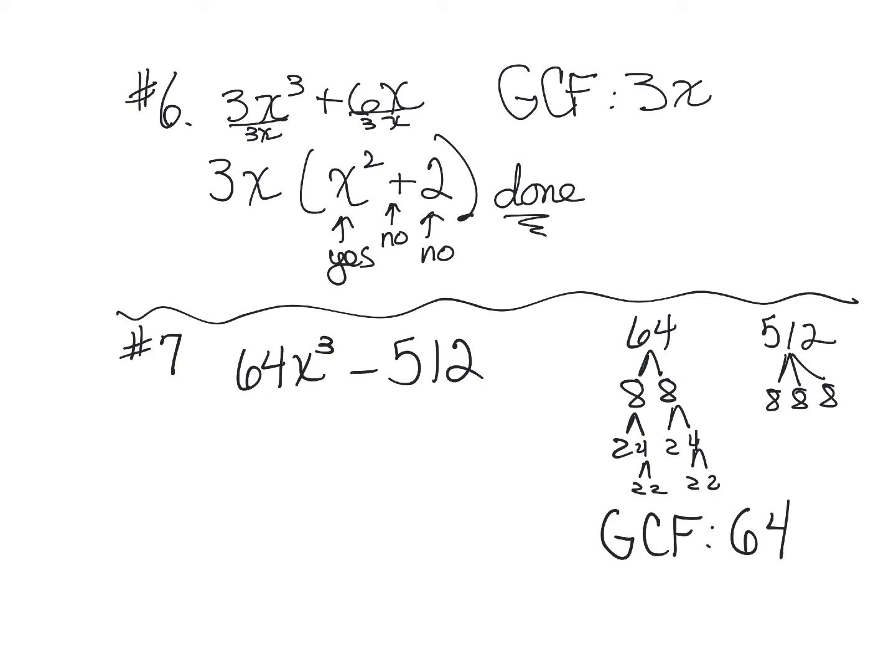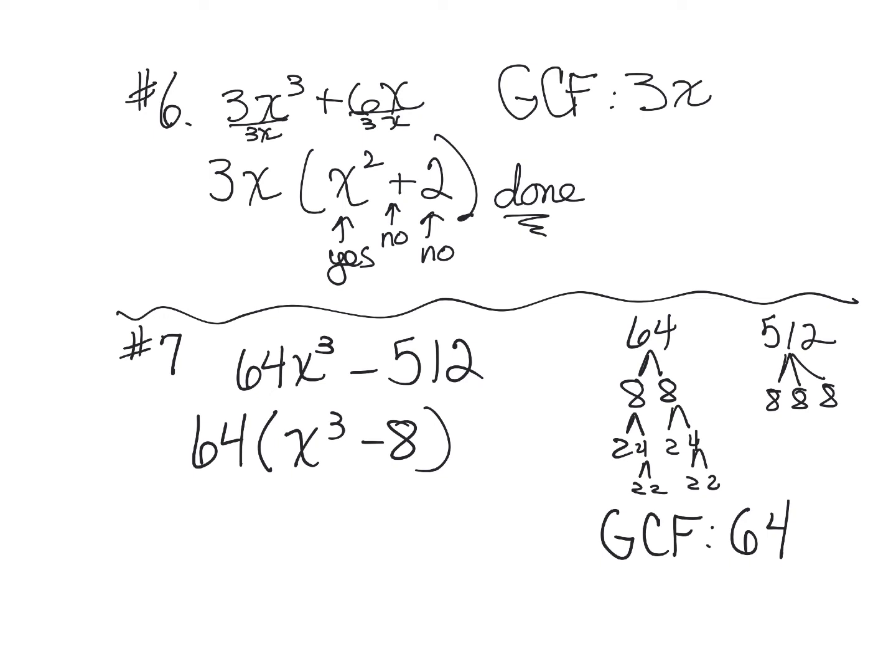And they don't have a cube relationship, x relationship, so there's no variable. So we take the 64 out, and all this leaves inside is x cubed minus 8, because 64 times 8 is 512. And you'll have to practice that. You have to practice to get good at the number sense again. It's been a while since we've had to crunch the numbers. So rise to the challenge.